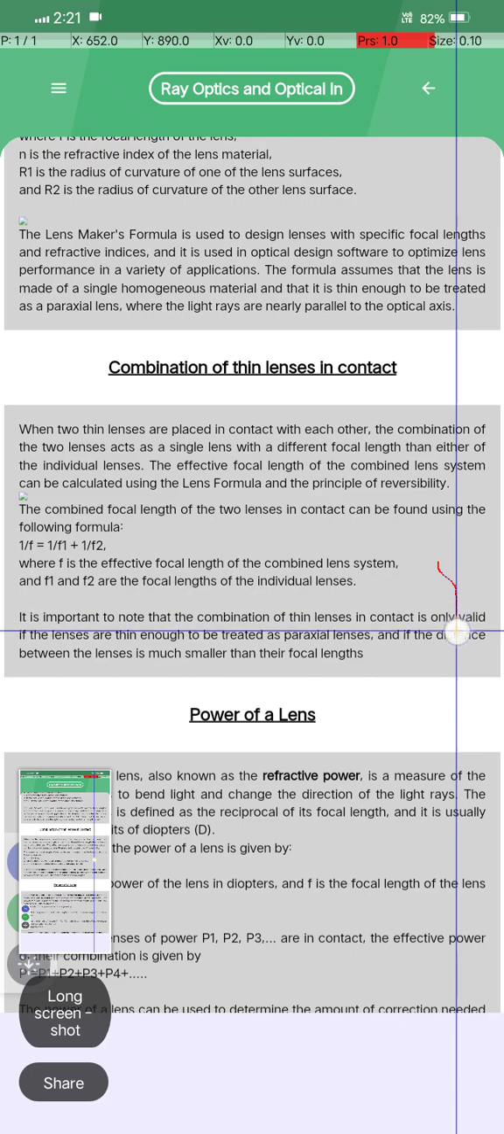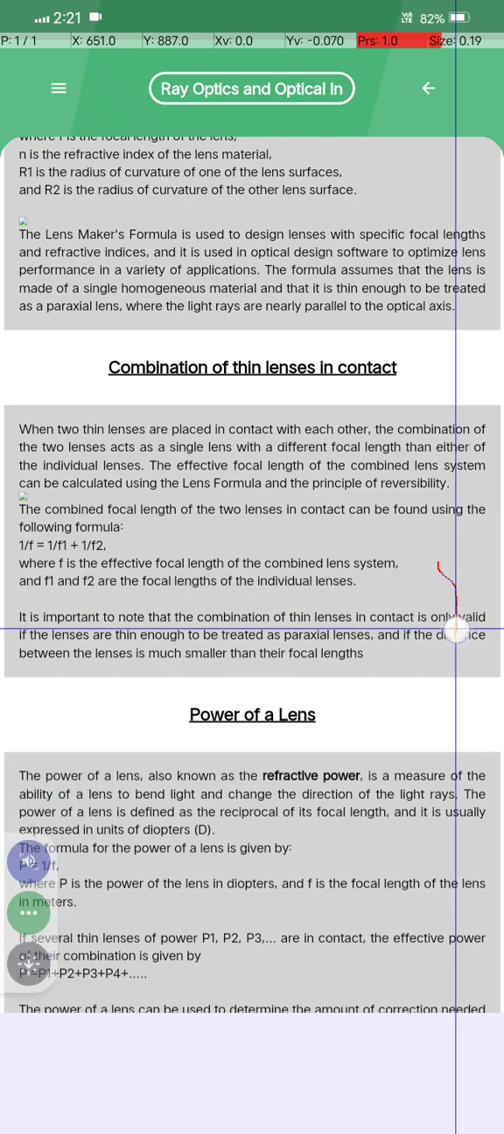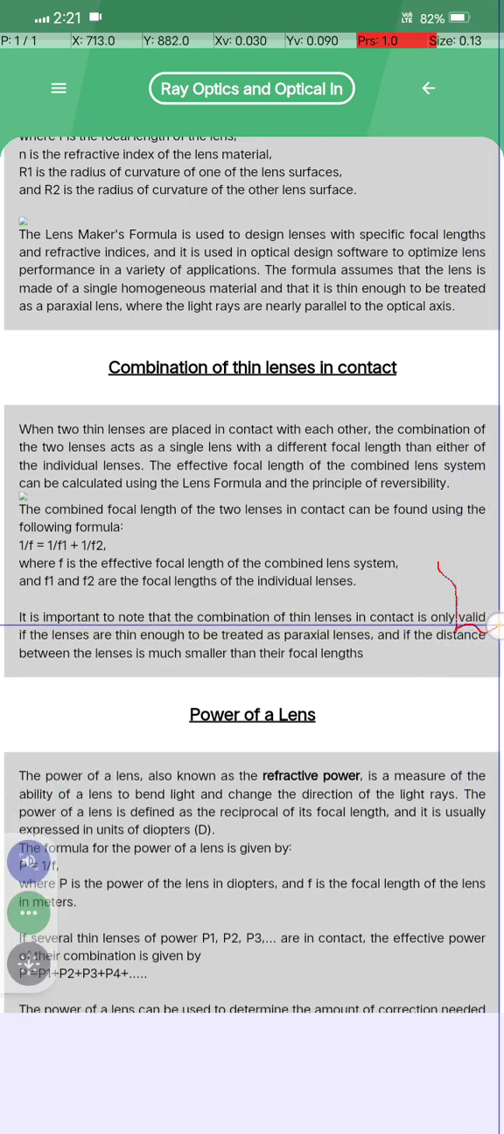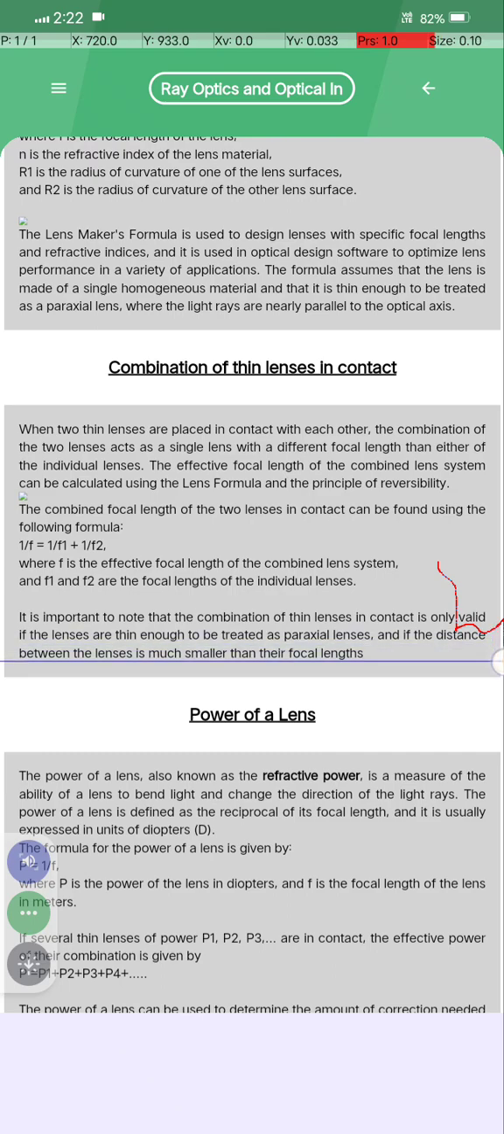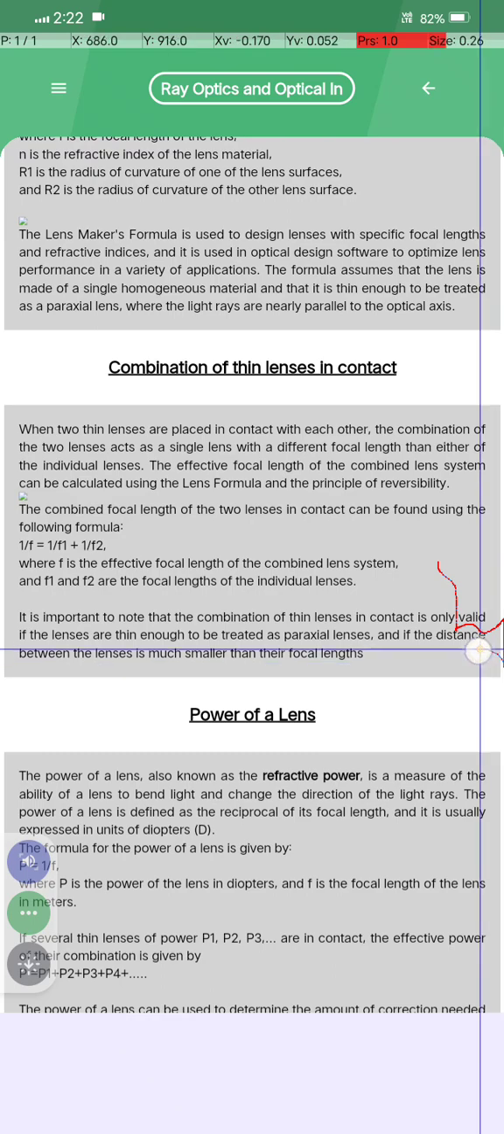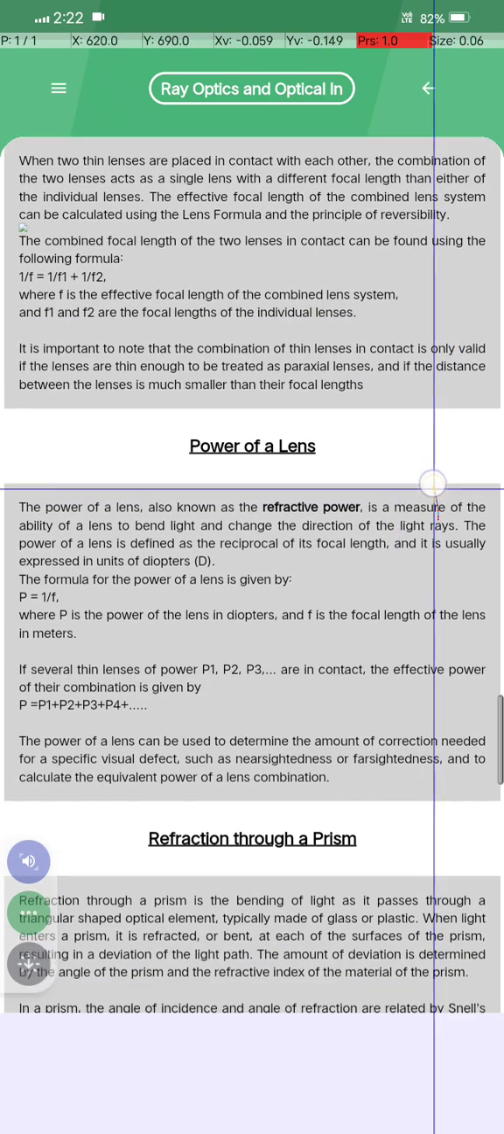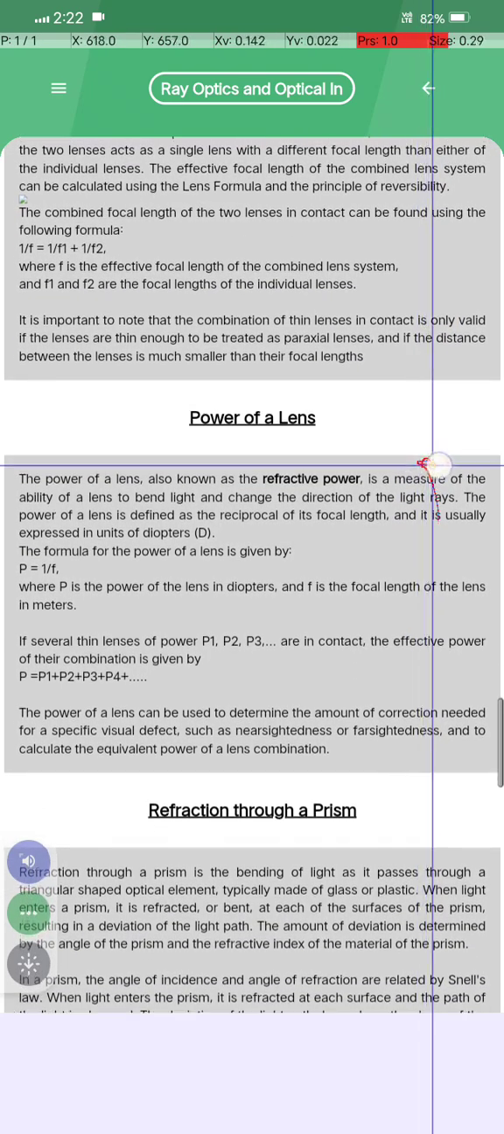ये समझ ही गया. अब it is important to note that the combination of lenses in contact is only valid if the lenses are thin enough to be treated as paraxial lenses and if the distance between the lenses is much smaller than their focal length. ओके, उसके बाद जानते हैं पावर ऑफ लेंस क्या होता है. एक लेंस का पावर क्या होता है.